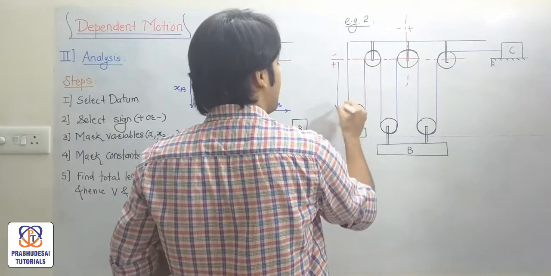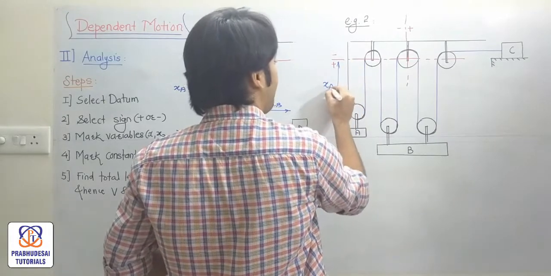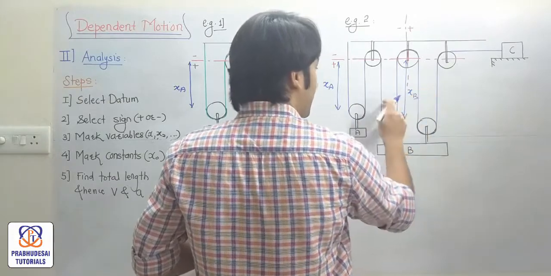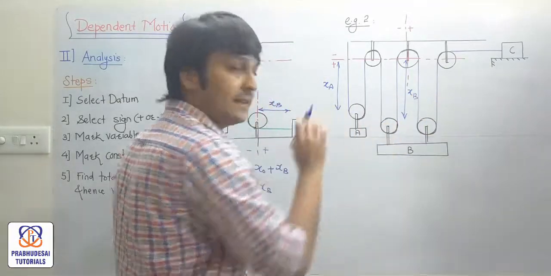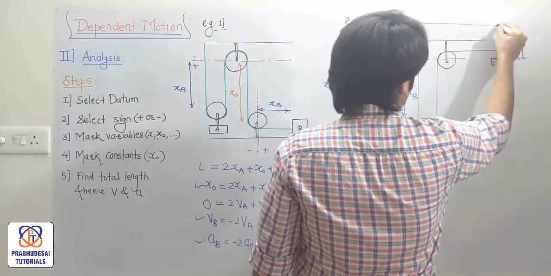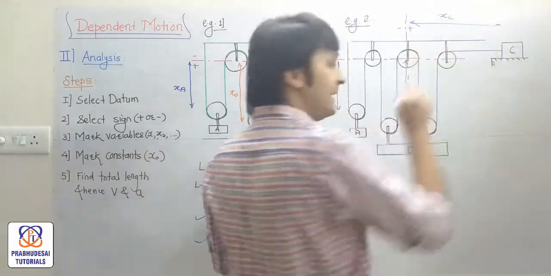Check this. This is going to be XA. These all are XB, correct or not? Why? 1, 2, 3, 4. All 4 are connected to B. These 2 are connected to A. And I will mark this as XC, which is connected towards C.